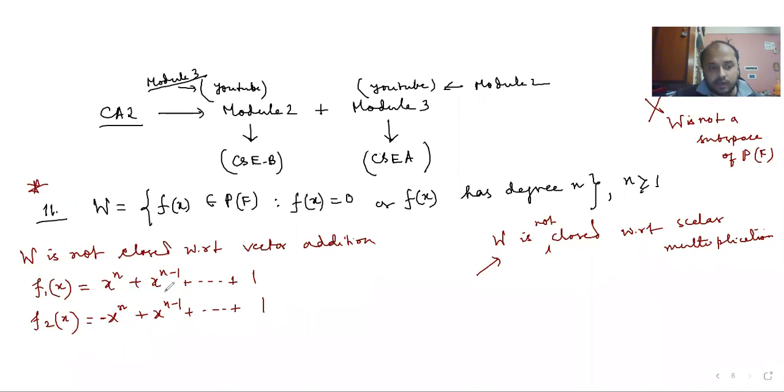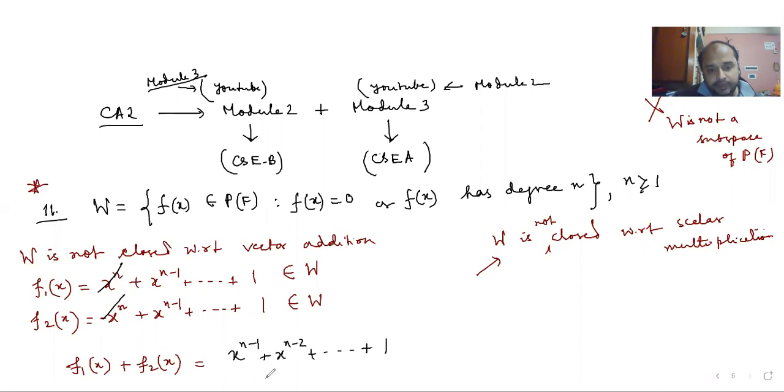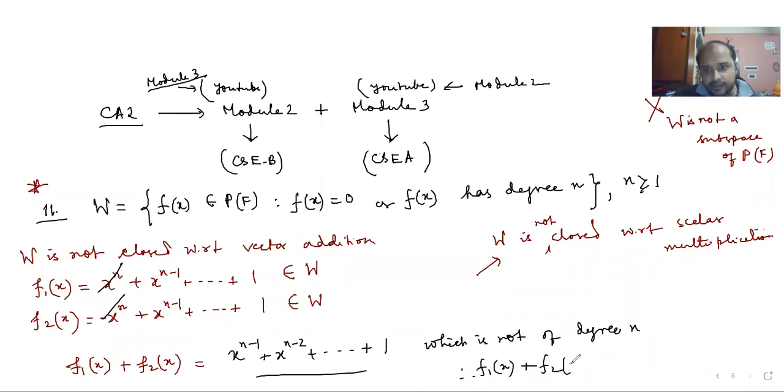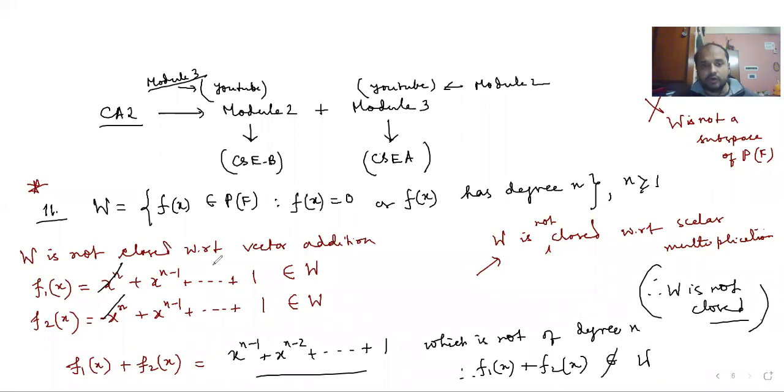Two polynomials I have considered. This polynomial has degree n, so it is in W, and this polynomial is also of degree n, so it is also in W. Now if I add these two polynomials f1(x) plus f2(x), these two terms will cancel each other, and you will get a polynomial which is not of degree n, and therefore f1(x) plus f2(x) does not belong to W. Therefore W is not closed under addition, and therefore W is not a subspace. So this should be the correct option, the incorrect statement.